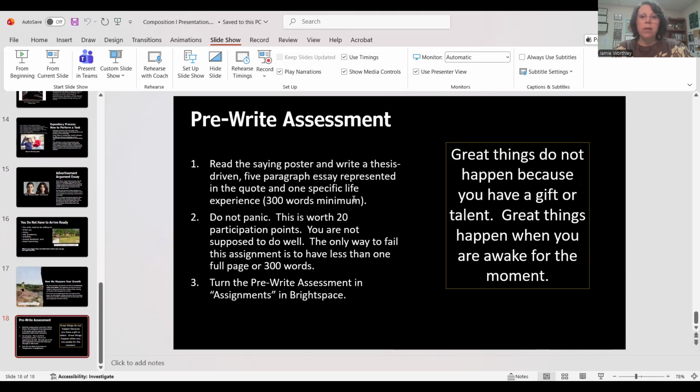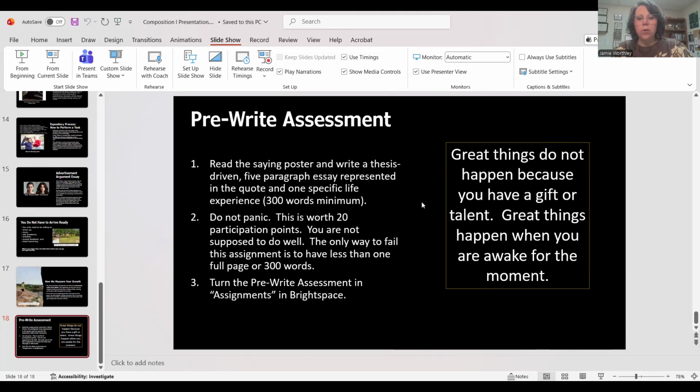So this is the first week of class. We want to make sure that we do this pre-write assessment, right? So we want to read the sayings poster. Great things do not happen because you have a gift or talent. Great things happen when you are awake for the moment. So read the saying poster, handwrite a thesis-driven 5-paragraph essay representing the quote in one specific life experience. And do not panic. You are not supposed to do well.